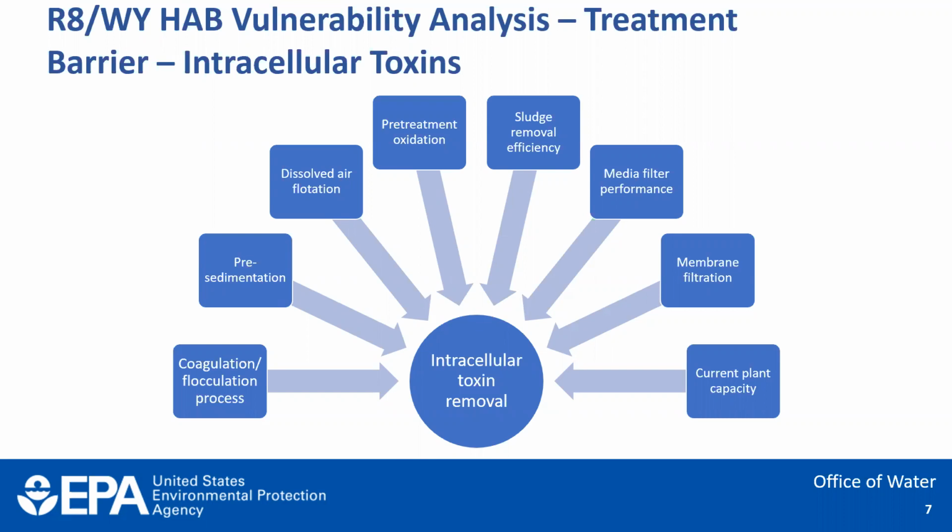Sludge removal, media filter performance. Just looking at turbidity, I think we had some tiers for different average effluent turbidity levels coming out of the plant. Does the plant employ membrane filtration? And then their current plant, how close is the plant to its design capacity?